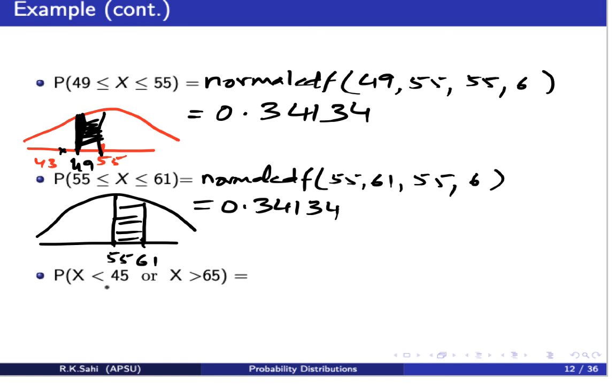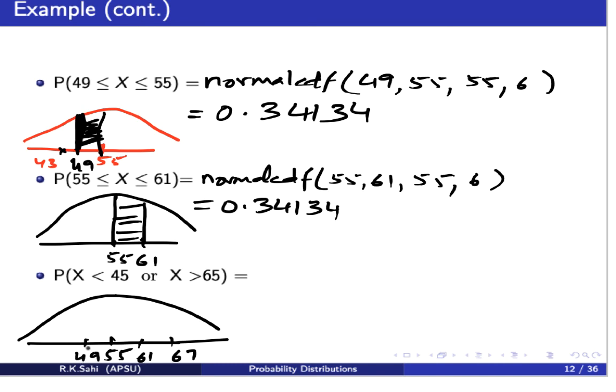Now let's look at this one. Probability x is strictly less than 45 or x is strictly greater than 65. Now we have done this part, but let's first shade the region. So when we shade the region, guys, now this is 55. Remember, we go 61 and then we went 67. 65 is here. When we go on this side, 49 and 43. So let's look at the terms we're looking at. We're looking at 45 here, and it says x is less than 45. And then you're going to look at OR here, very important. So this is 65 and x is greater than 65.